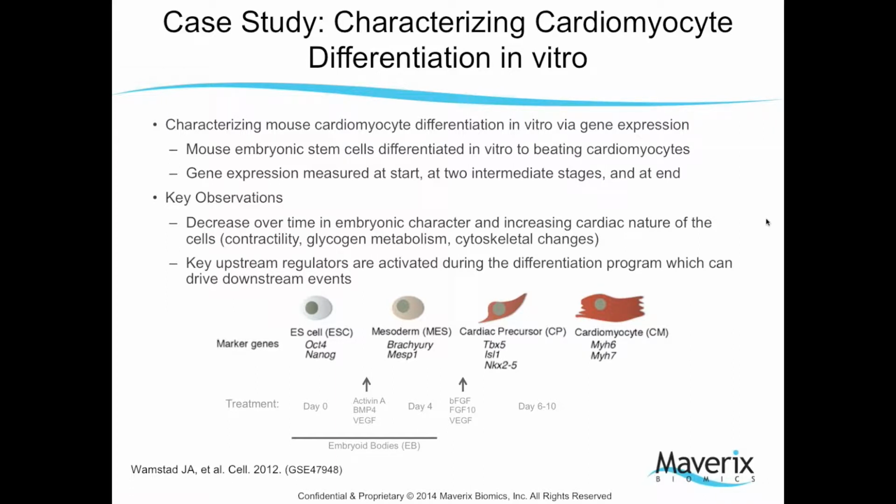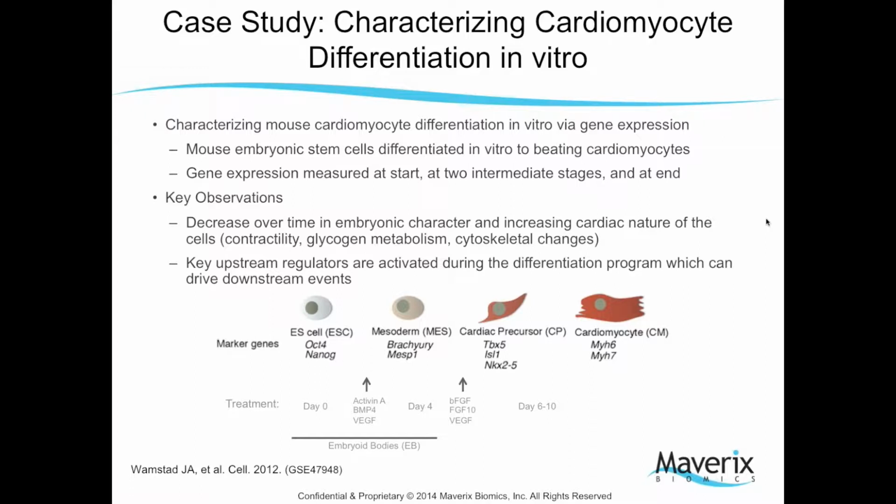First I'd like to go over the data set we're using for the case study in our demo today. This is a publication by Wamstead et al. It's a Cell paper, and in this study they were characterizing cardiomyocyte differentiation in vitro. They took mouse embryonic stem cells and followed them through differentiation to beating cardiomyocytes.